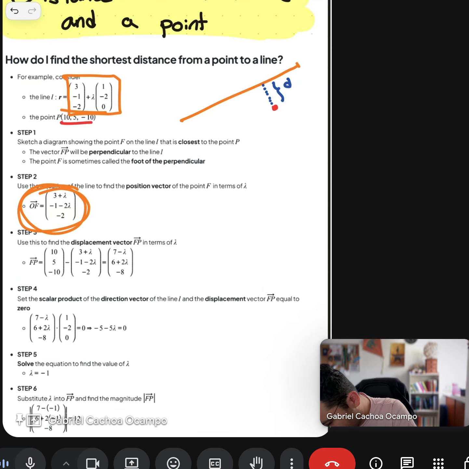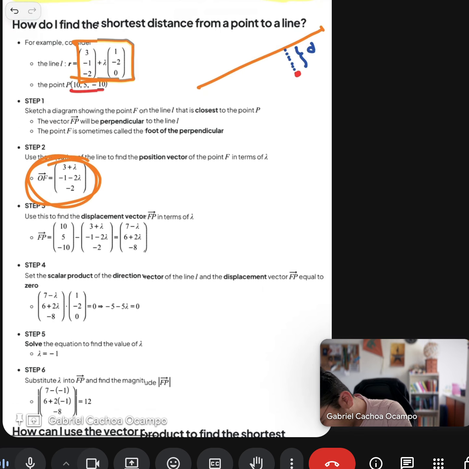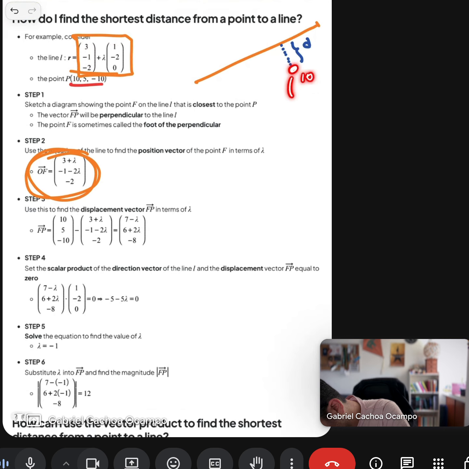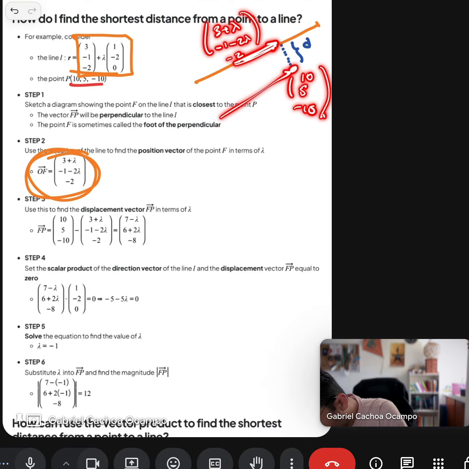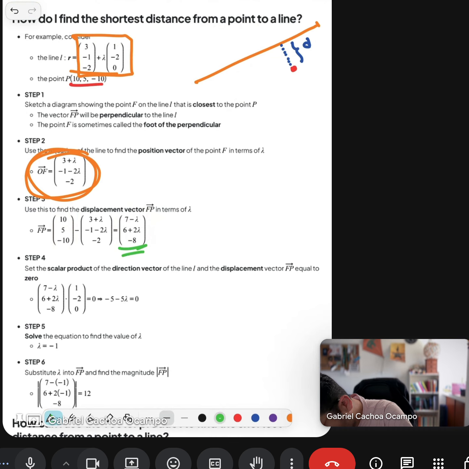And now that I have found OF, I'm going to subtract the position vector of P. Now I found FP. The position vector is 10, 5, negative 10, and I have my equation vector, 3 plus lambda, negative 1 minus 2 lambda, negative 2. I'm going to subtract the position vector from the vector of my equation to get this. This is my line, this is my point, and the result of the subtraction is this vector.